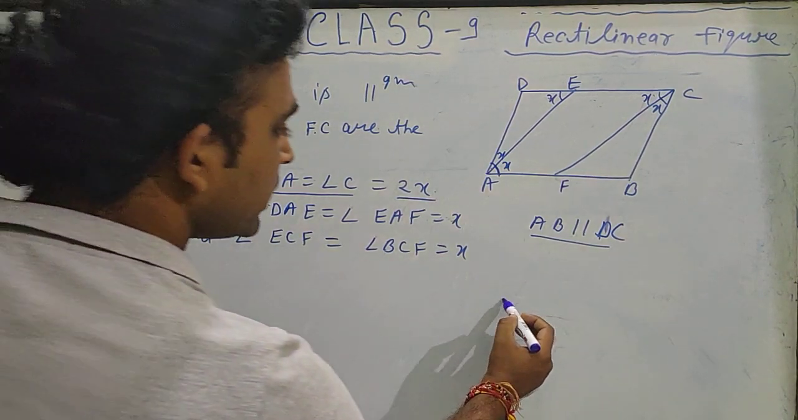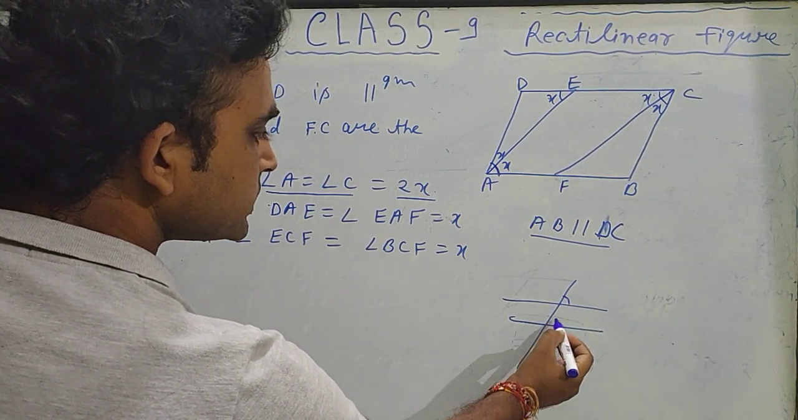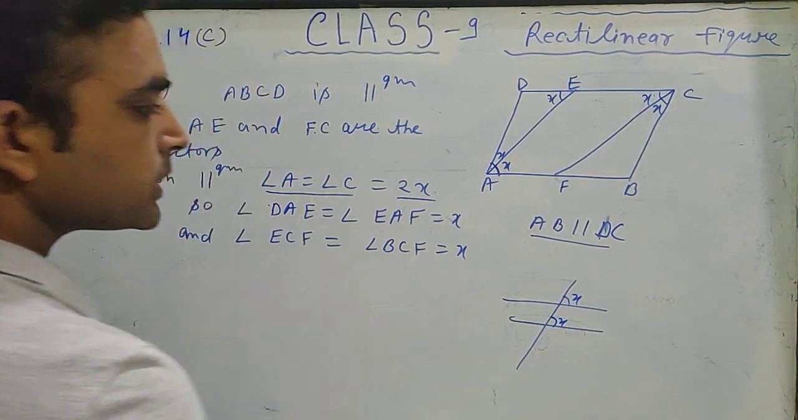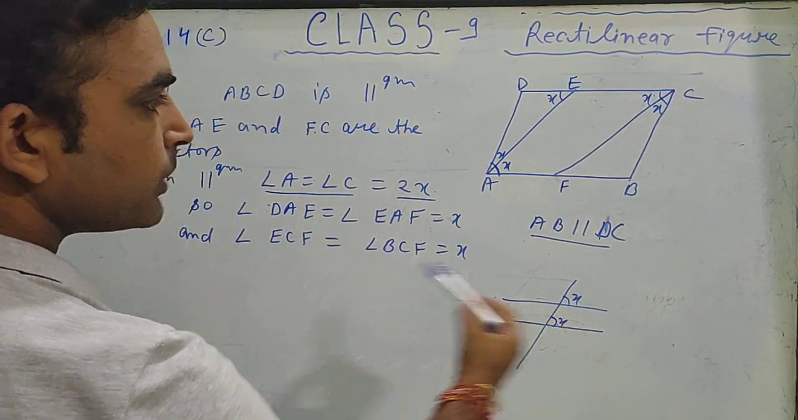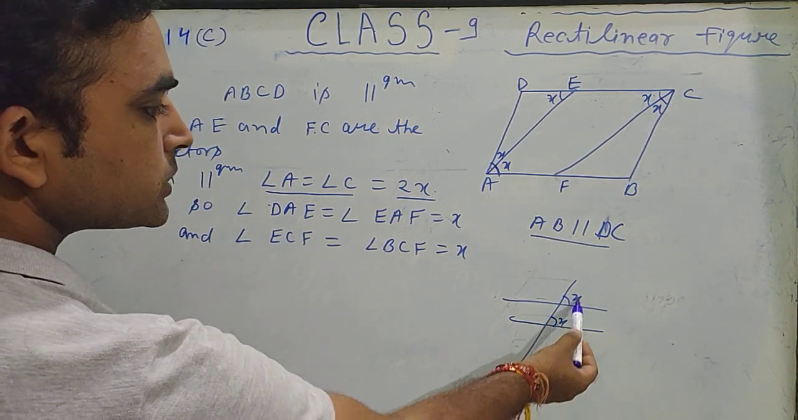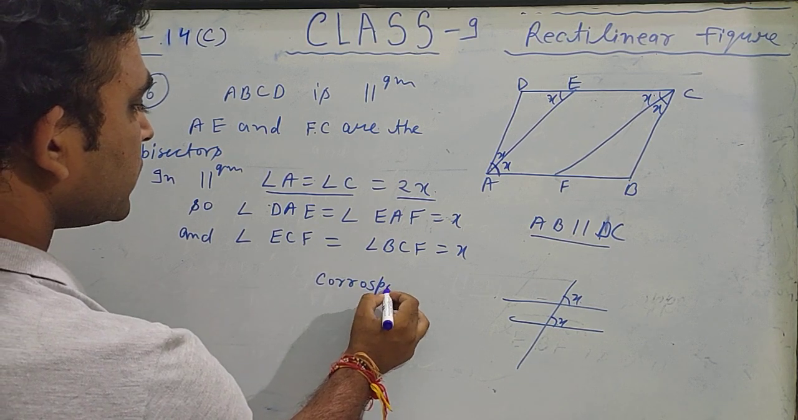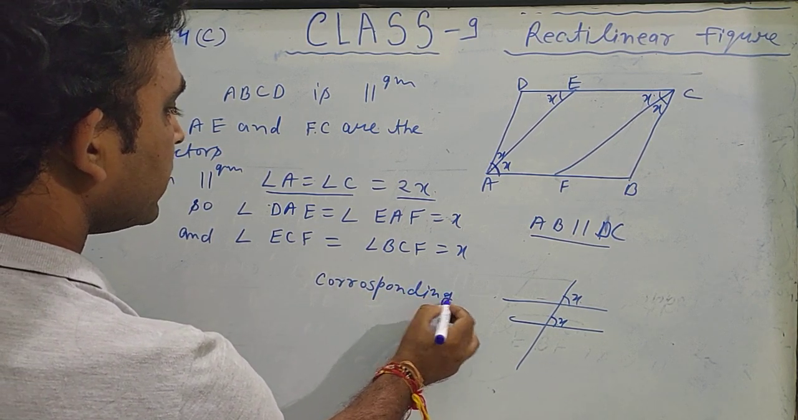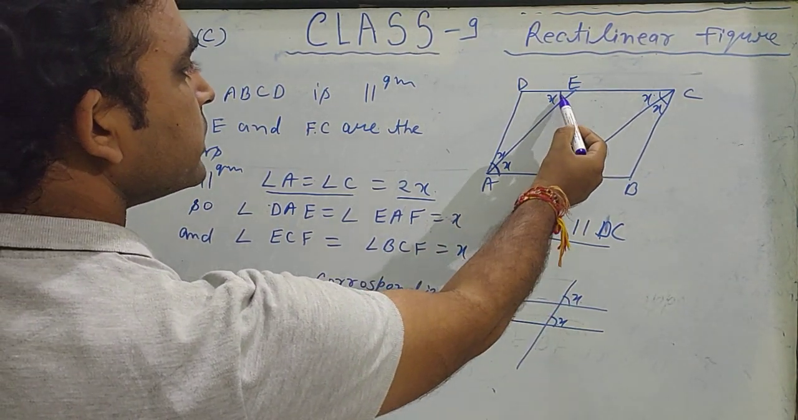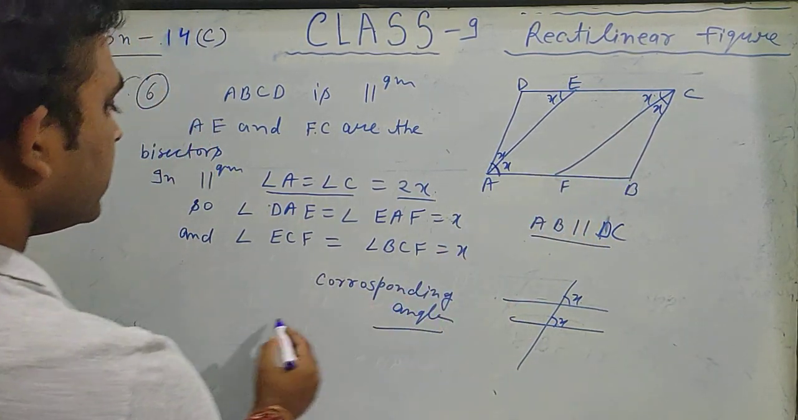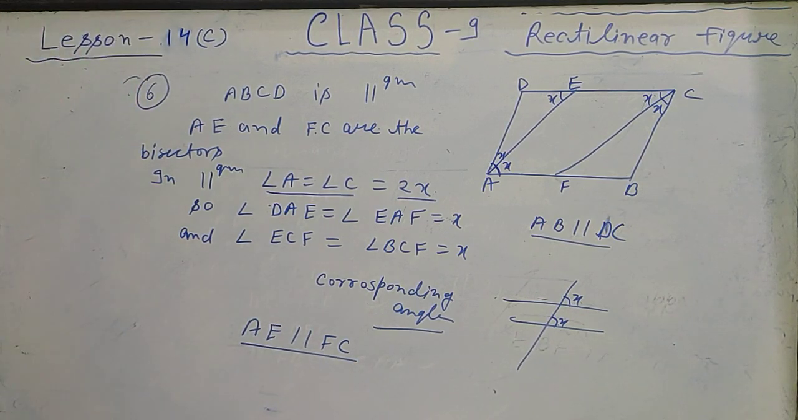You know what are the corresponding angles? Suppose this is the transversal line. This angle is suppose x and this angle is x. If both the angles are equal, then we can say both lines are parallel to each other. Okay, this is called the corresponding angles. So in this case, this is x and this is x, so that's why AE parallel to FC, hence proved.